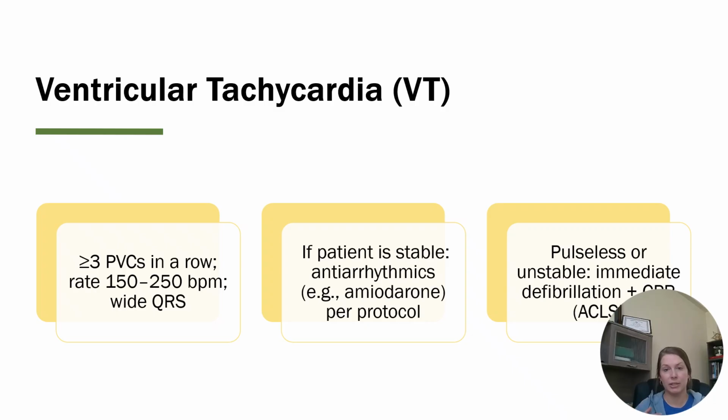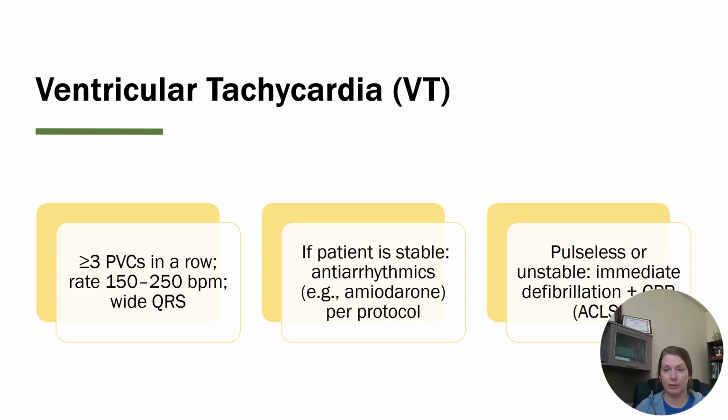If our patient is stable, meaning that they have a pulse, your treatment is going to be antiarrhythmics. Most commonly, we use amiodarone. If your patient is pulseless or unstable, you want to do immediate defibrillation.